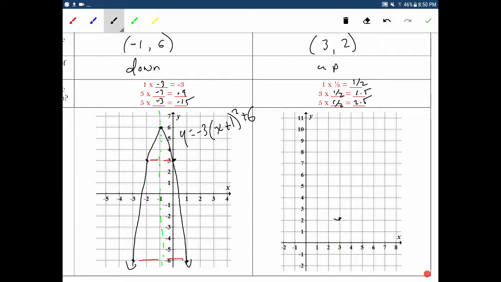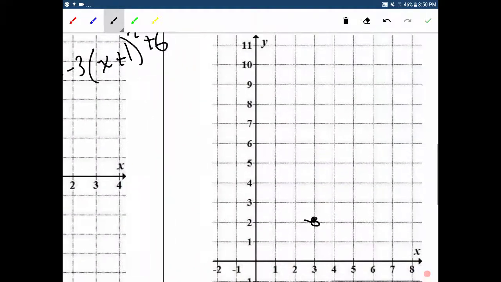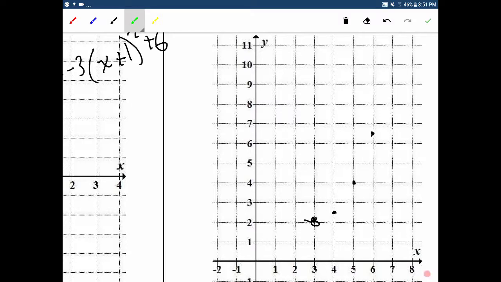So anyway, there's our vertex at 3, 2. We're going to go over 1, up 1/2. I'm going to zoom right in so that I can make sure it's nice and accurate. There it is. Then we go over 1 and up 1.5, which takes us right there. And over 1 and up 2.5, which takes us there. Again, you certainly don't have to draw the axis of symmetry, but I frequently do. There it is. We reflect that, we reflect that, we reflect that.